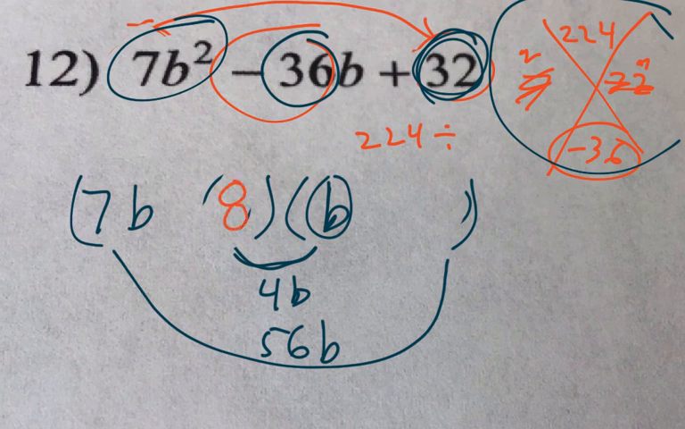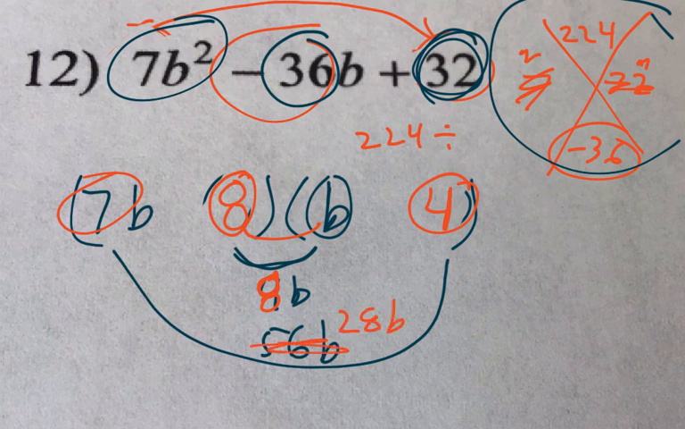But what do we do next, guys, is let's try just simply switching them. Let's put the 8 here and the 4 here and see what happens. Now the 8 with the b in the middle makes 8b. The 4 on the outside times the 7b makes 28b. And wouldn't you know it, 8 and 28 add to 36. Now I need a negative, so I just simply need to make sure they're both negative.